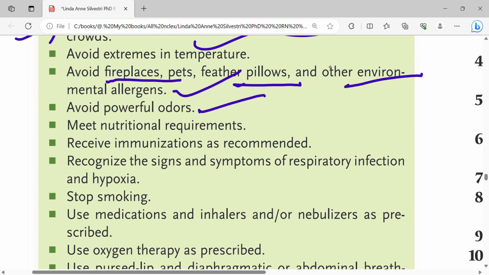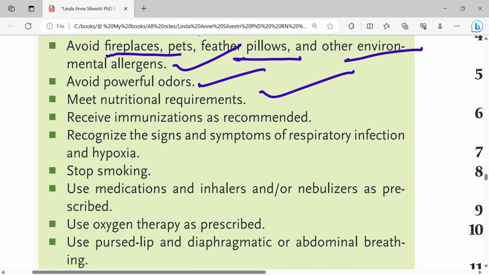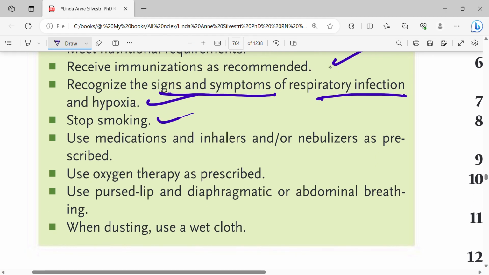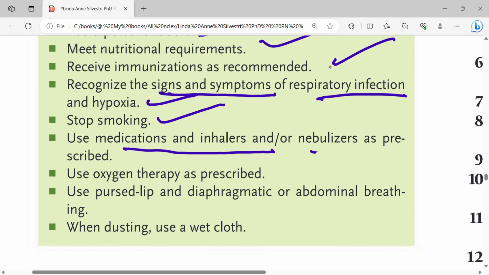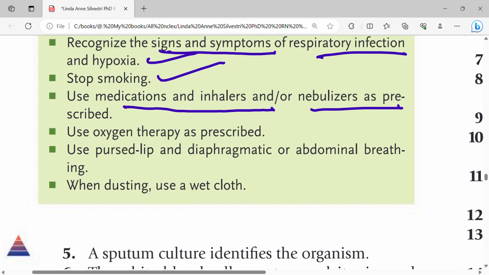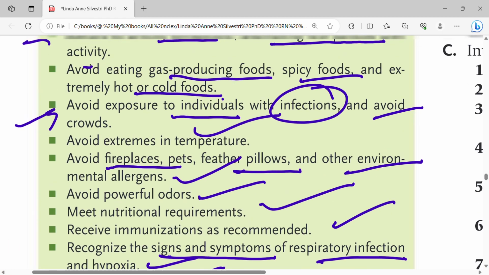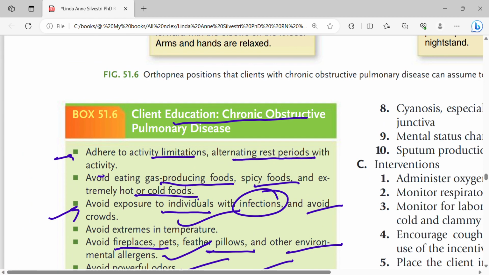Meet nutritional requirements. Receive immunizations as recommended. Recognize signs and symptoms of respiratory infection and hypoxia. Stop smoking. Use medications and inhalers or nebulizers. Use oxygen therapy as prescribed. Use pursed lip, diaphragmatic and abdominal breathing. When dusting, use a wet cloth. So these are all things we need to teach the client.